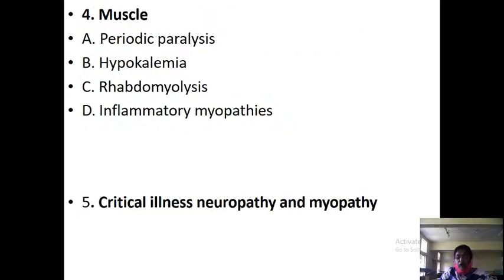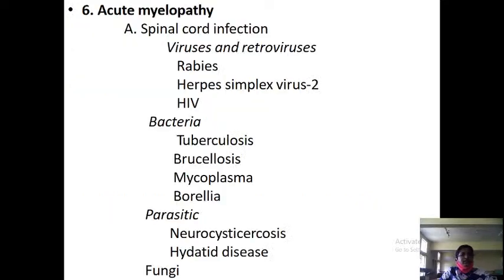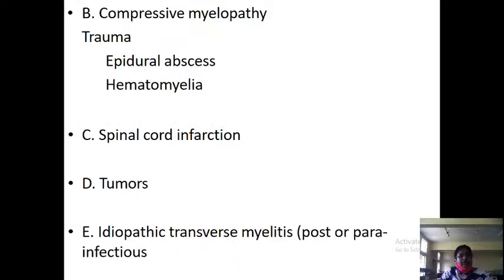Or it could be a snake bite. And it could be only at the level of the muscle. That could be a periodic paralysis, familial periodic paralysis, or hypokalemia, or any critical illness which can cause neuropathy or myopathy. Then comes spinal cord, acute myelopathy. It could be a spinal cord infection like viruses such as rabies, herpes virus, HIV, bacteria like tuberculosis which can infect, a compressive myelopathy like epidural abscess, spinal cord infarction, tumors, or idiopathic transverse myelitis.